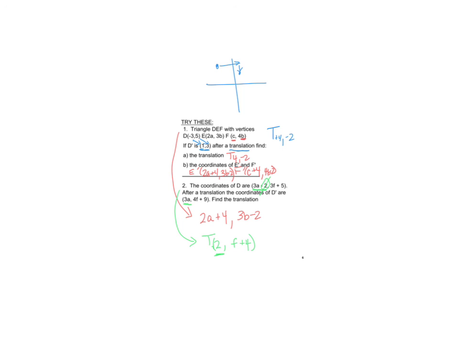3F plus 5, I say to myself, how do I get from 3F to 4F? Well, I add in 1F. And then how do I get to 5? From 5 to 9, I add 4. That's how I figured that out.